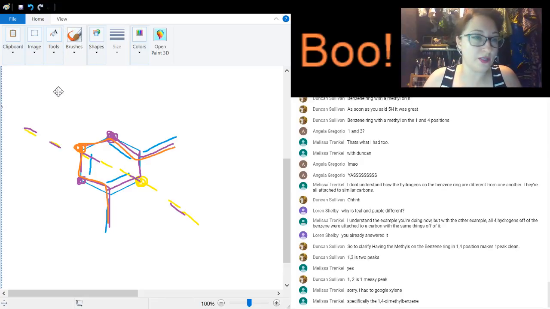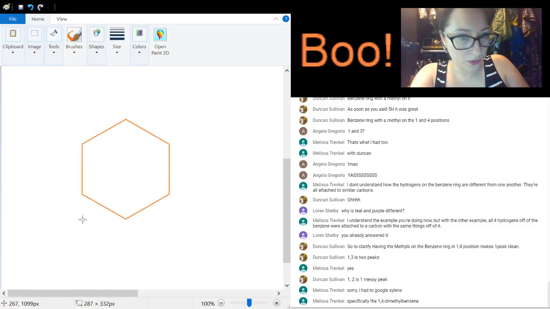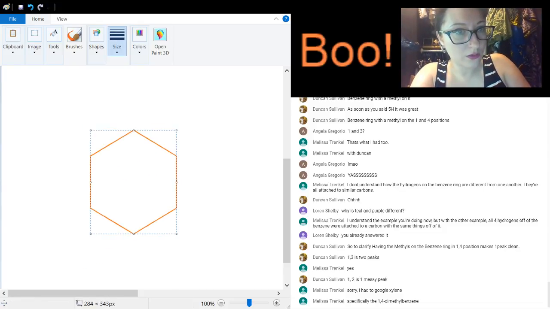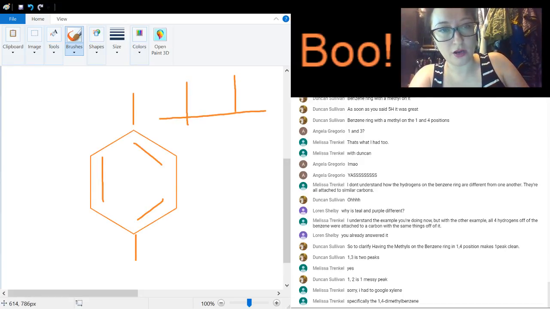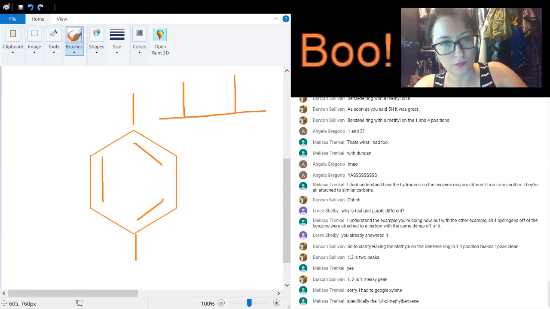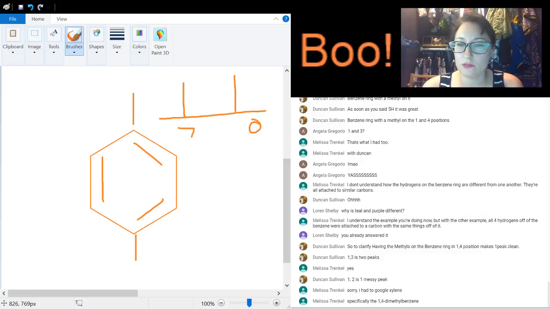So the 1,4-dimethyl benzene, when I pulled that one up, it had a peak there and a peak there, right? So there was one around 7, and there was one close down there to 0. So it only had one peak for each. I can pull it back up if you want.